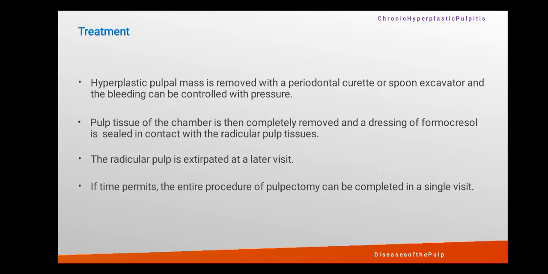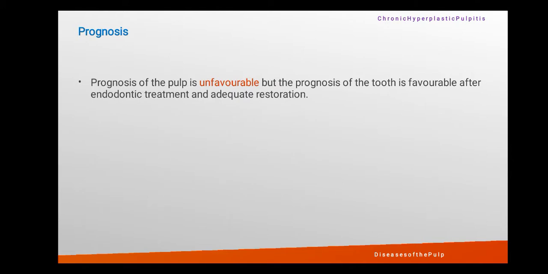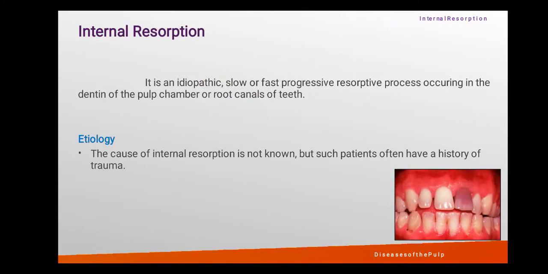Pulp tissue of the chamber is then removed, and a dressing of formocresol is sealed in the cavity, in contact with radicular pulp tissue. Radicular pulp is then extracted at a later visit or at the same visit also. If time permits, the entire procedure can be completed in a single visit. Prognosis of the pulp is unfavorable, but the prognosis of the tooth is favorable after the endodontic treatment and adequate restoration. Then coming to another disease of the pulp, that is called internal resorption.